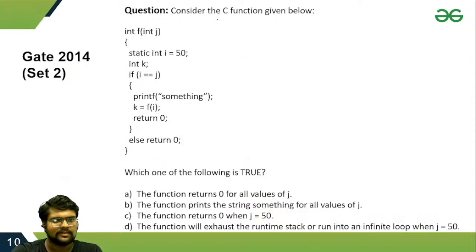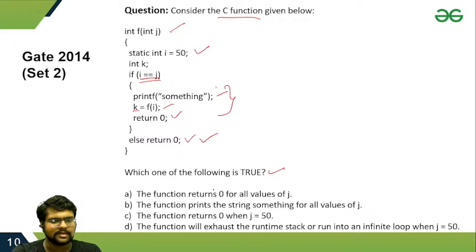So here we have a C function in which f is there. Okay. And it is asking which one of these is true. So the first one is: the function returns 0 for all values of j. Okay, let's see. So we have a static variable 15. If I is equal to j, then we will print something, and then we again call with the same value I, that is 15. And when this value gets returned, then we will return 0, else we will return 0. So in this function, if I is equal to j, then we will go in this if condition, otherwise we will return 0.